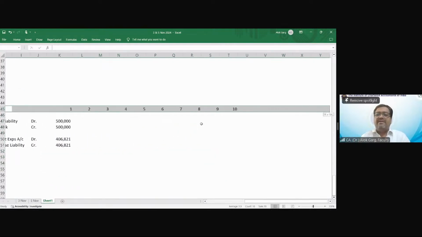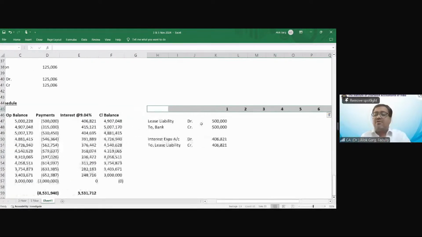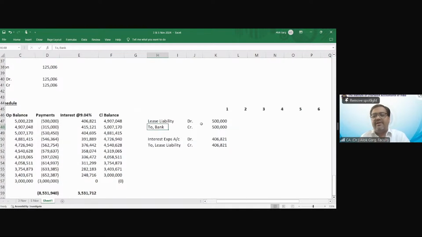Sir, in examination, if I put the entry of interest cost first and then lease liability, whether my marks will be deducted? Answer is no. It will not be deducted. Okay. So these are the accounting entries.